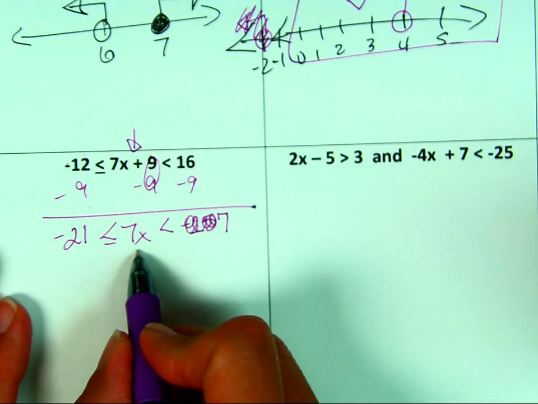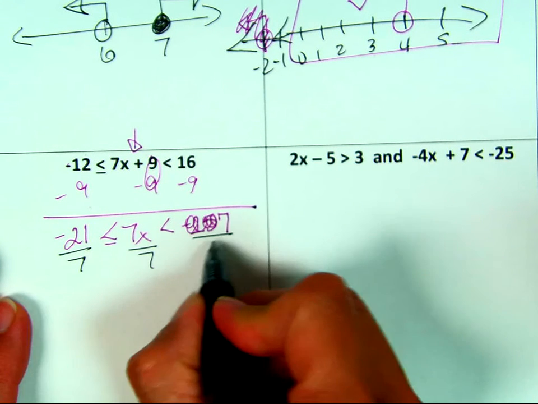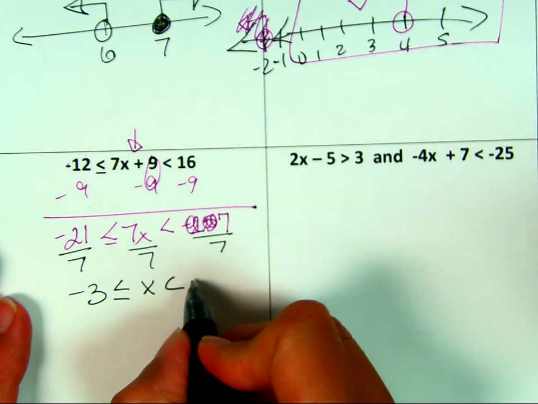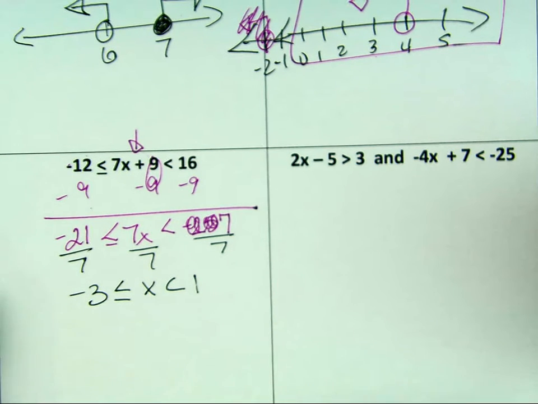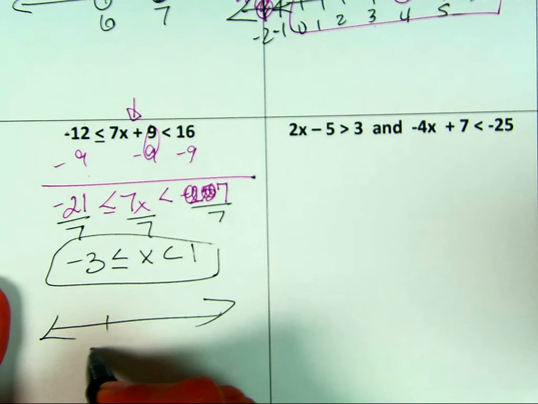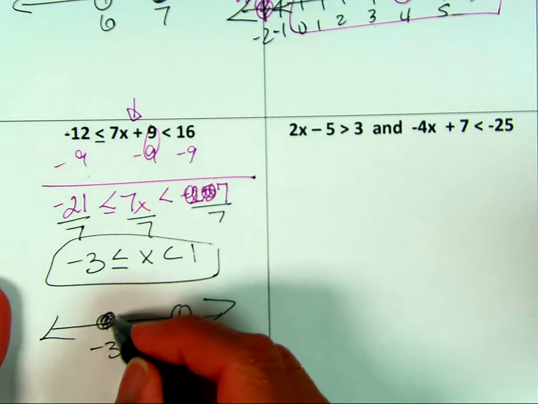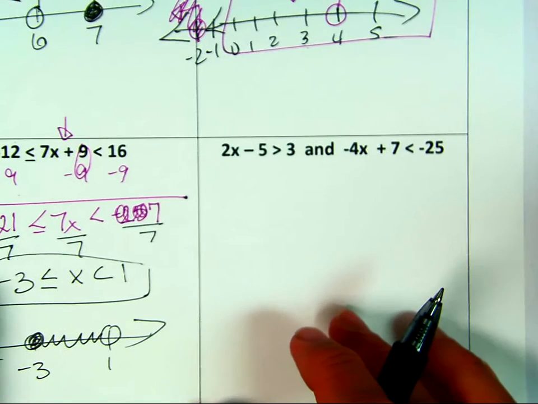Whatever I do to the middle, I do to both sides. So I'm going to divide by 7, and I'm going to get negative 3 is less than or equal to x is less than 1. And that is my solution. And then to graph it, I just go negative 3, closed circle, 1, open circle, and shade in between, because it's an and.